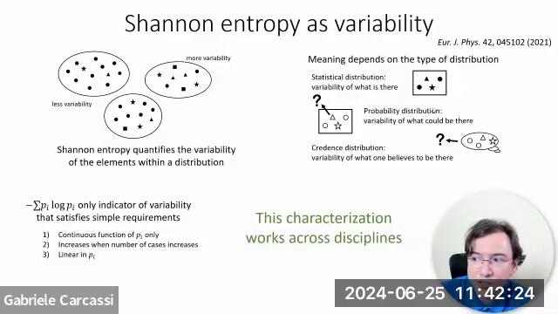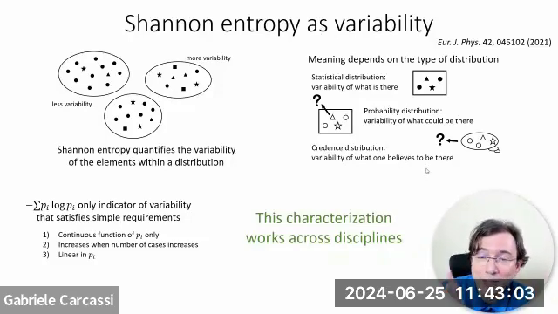If you have a probability distribution, because there could be many things, but there is actually only one, then the Shannon entropy applied to the probability distribution gives you the variability of what could be there, which is different from the variability of what is there. And then the Shannon entropy is used a lot in machine learning agents, like in Bayesian settings. In that case, the distribution is not about probability, it's about credence, about what an agent thinks is there. And then, of course, the variability is the variability of what one believes to be there.